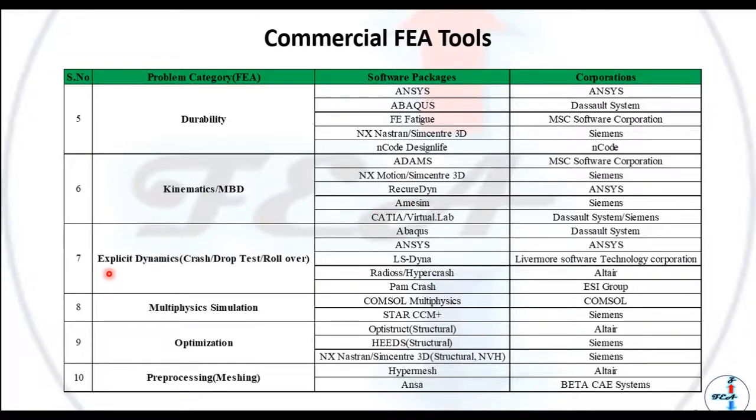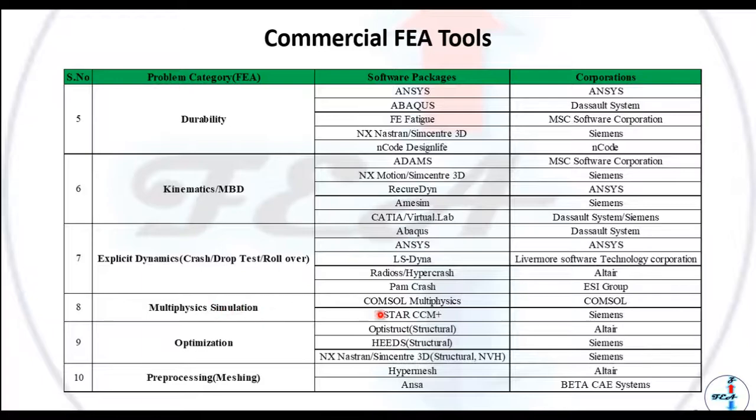This one is explicit dynamics. It's nothing but crash, drop, metal cutting, metal forming. So the most commonly used tools in the automotive industry are HyperCrash, or Radioss and PAM-CRASH. These are the most efficient tools for crash. Next one is Abaqus. This is also a very efficient tool from Dassault Systemes, and ANSYS and LS-DYNA also. So the order is HyperCrash, PAM-CRASH, Abaqus, and then LS-DYNA, ANSYS. If we are going to choose any software tool among these, especially for explicit dynamics, this is the order.